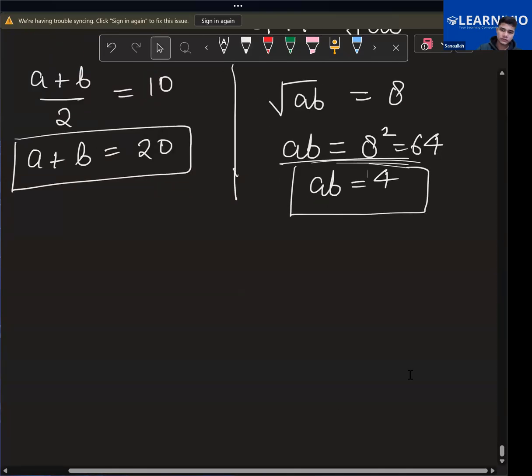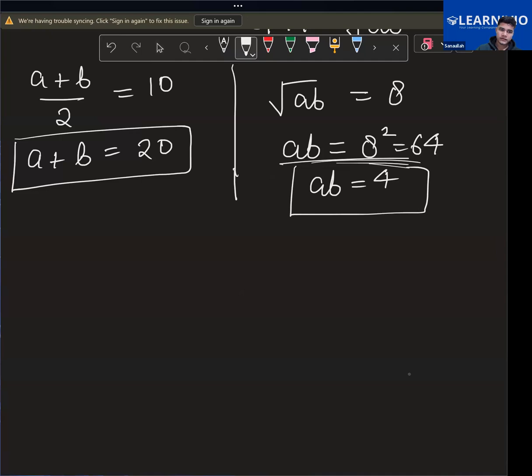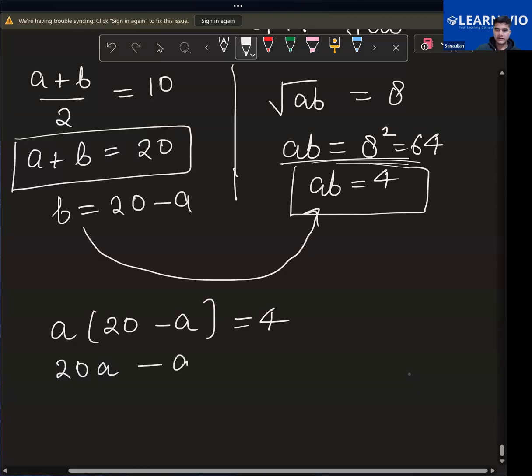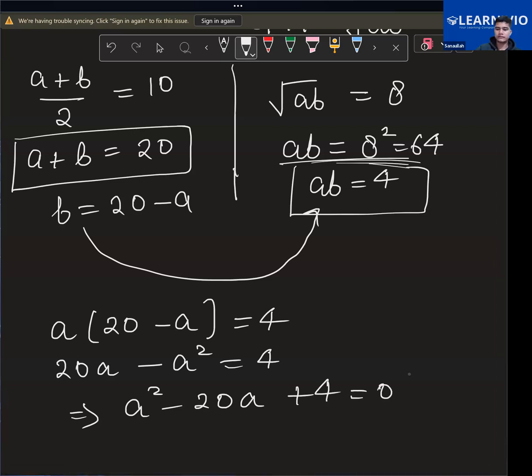Using substitution. I can use substitution, right? So when you use substitution, if I put the value of b from this into this, then I will get a times (20 minus a) equals 4. 20a minus a squared equals 4. a squared minus 20a plus 4 equals 0.